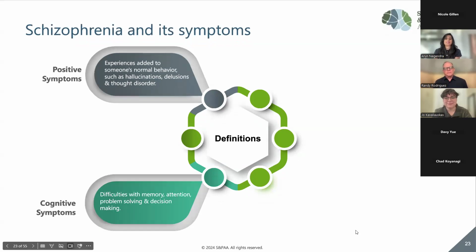The third group consists of cognitive symptoms, which involve challenges like forgetting appointments, struggling to stay focused, having difficulty making everyday decisions, such as choosing what to eat or how to plan a day. This is going to be the focus of our third webinar. Next slide.